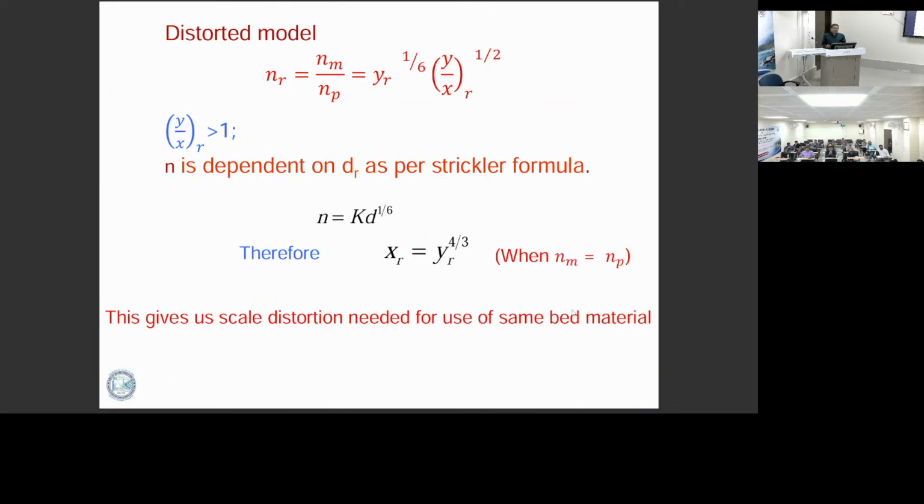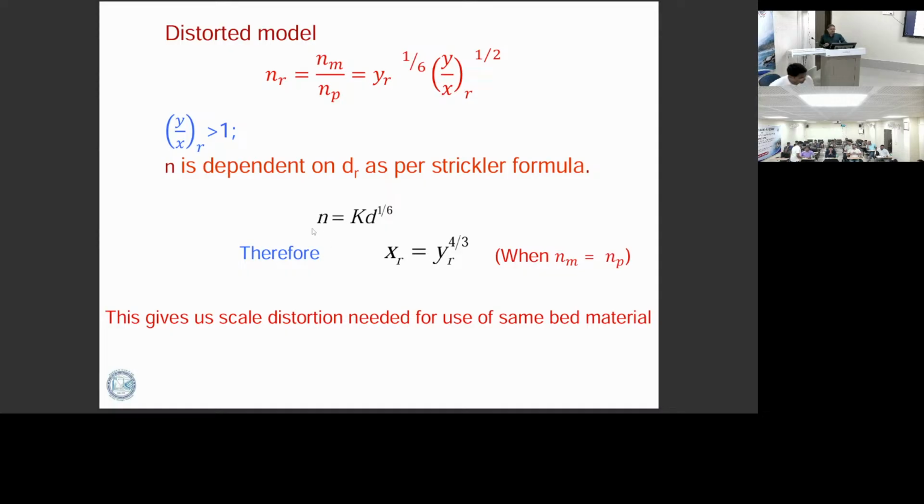So in the distorted model, nr is equal to nm by np is equal to yr to the power of 1 by 6. This is the formula I derived last. So now when it is greater than 1, n is dependent on Dr. Dr means the d50 of the material. This is the formula k into d to the power of 1 by 6. This is called Strickler's formula. This is generally used for the modeling scale of Manning's n calculations.